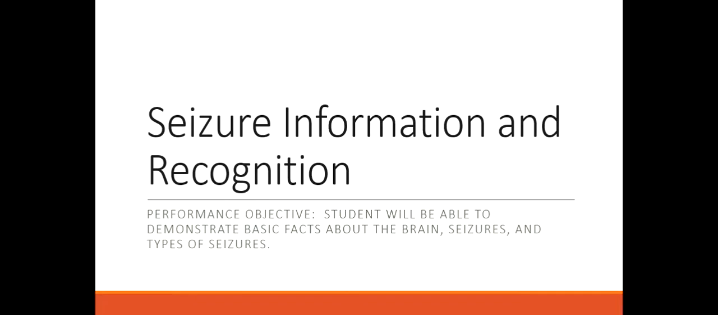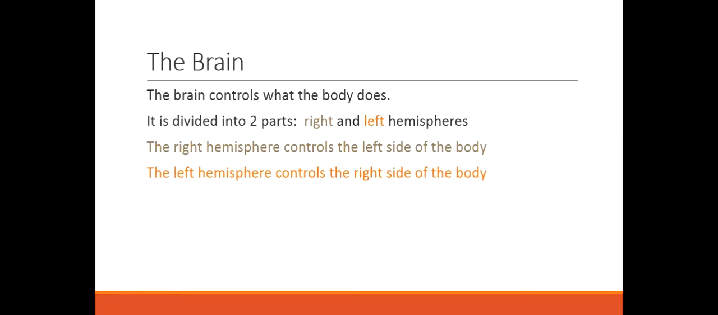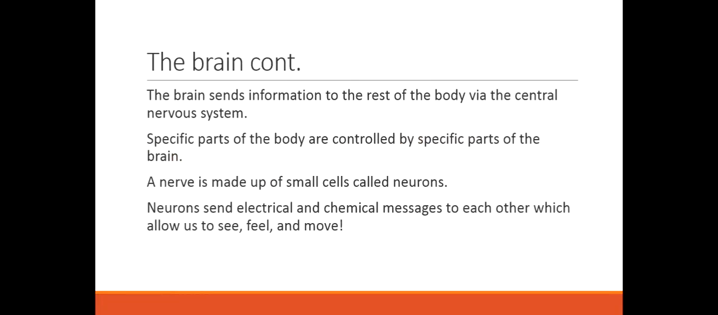Seizure information and recognition. The student will be able to demonstrate basic facts about the brain, seizures, and types of seizures. The brain. The brain controls what the body does. It is divided into two parts, right and left hemispheres. The right hemisphere controls the left side of the body, and the left hemisphere controls the right side of the body. The brain sends information to the rest of the body via the central nervous system.